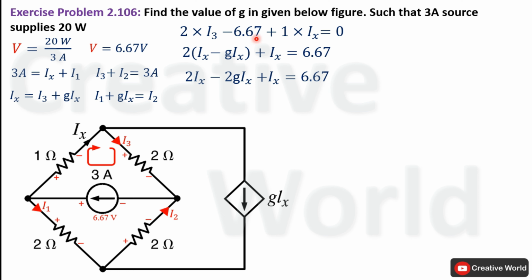This minus 6.67 volt is placed on the other hand side of equal. Now add Ix and 2Ix together. It will become 3Ix minus 2Gix is equal to 6.67 volt. We cannot further solve this equation. For right now, leave this equation and label it as equation A.